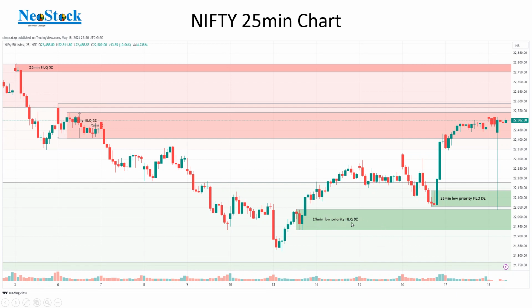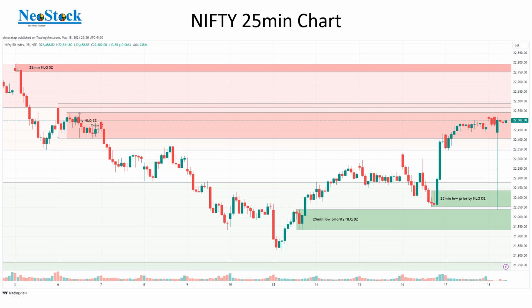This is a 75 minutes low priority high liquidity demand zone. See here we have a rally, base, drop. This is a 75 minutes high liquidity supply zone. This is again a 75 minutes low priority high liquidity demand zone. At present I have drawn all these three. The remaining zones you can draw in your charts, as I have shown you in the earlier report.